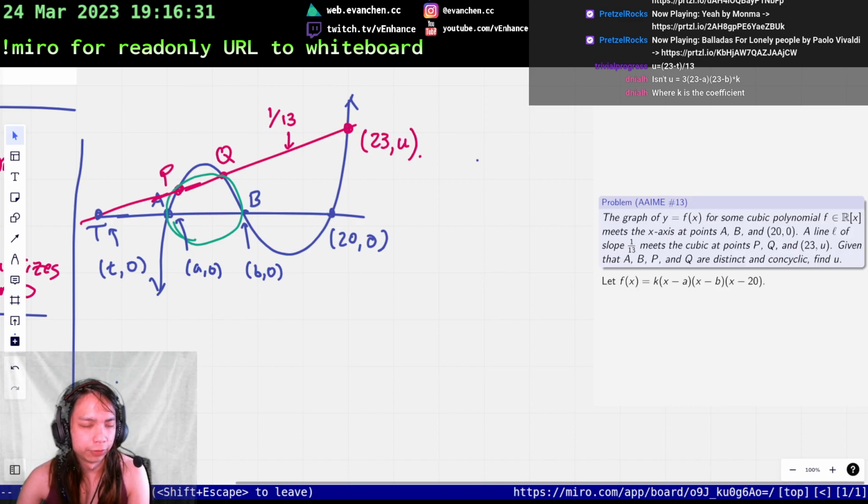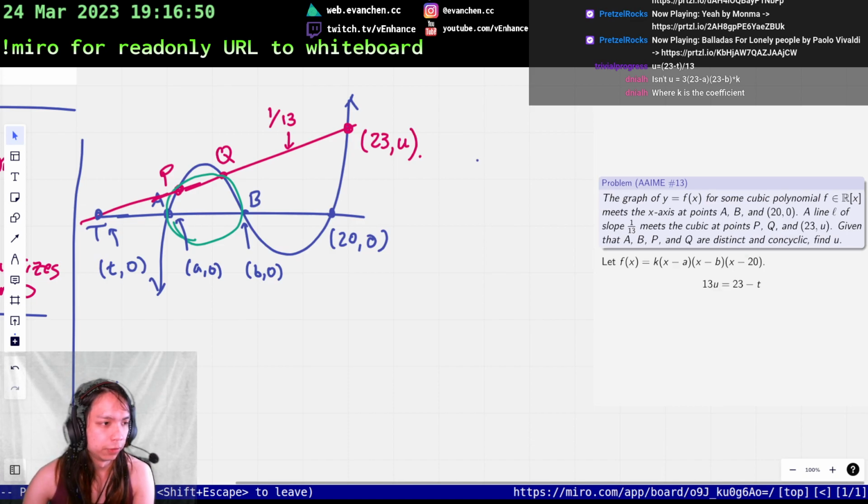Okay, so what are our givens? So we know that 13u equals 23 minus t. That's what the slope condition means. And we also have this condition that, so we don't really care that much about either u or t, right? u equals f(23), which is equal to 3k(3 minus a)(3 minus b).